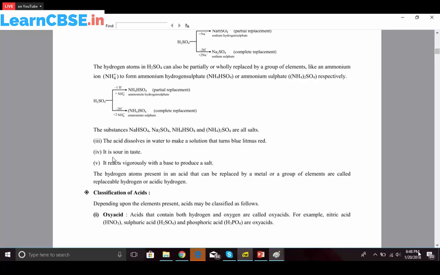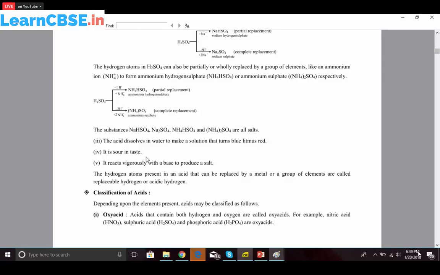The acid is dissolved in water to make a solution that turns blue litmus red. This is a property of the acid, so we can easily find out. Suppose in a beaker we have different solutions. If you want to find out which one is the acid, we can use litmus papers. It is sour in taste.